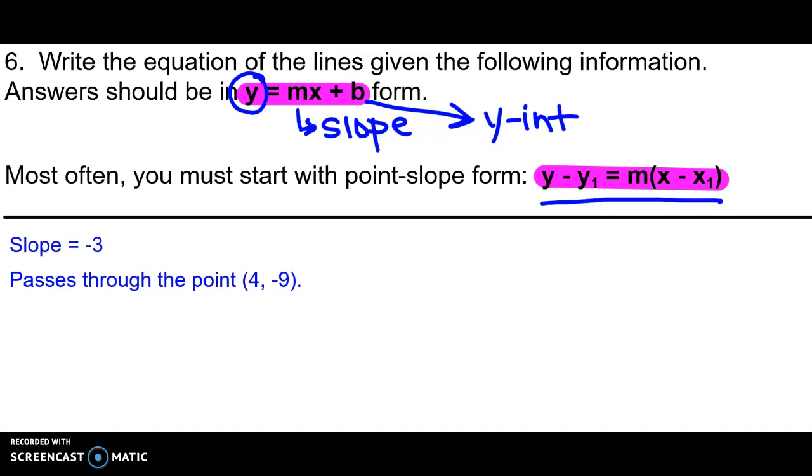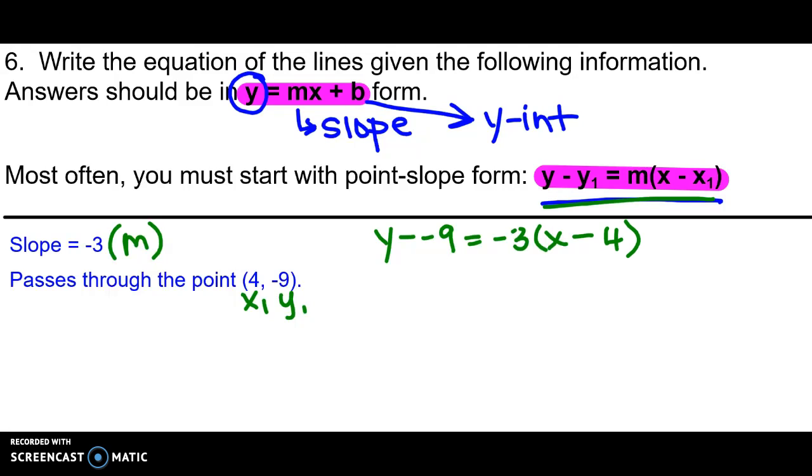All right, the first one says we have a slope of -3. Remember, that's our m. And we're passing through the point (4, -9). So we're going to label the 4 and the -9 as our x1 and our y1. Now we're going to go back and start with that point-slope form. So we have y minus y1, which we wrote was -9, equals m, which is -3, times x minus x1, which is 4. Okay, remember the goal is that we isolate the y.